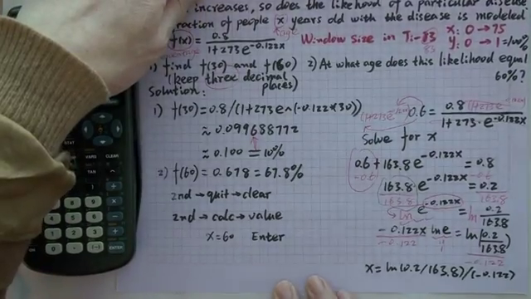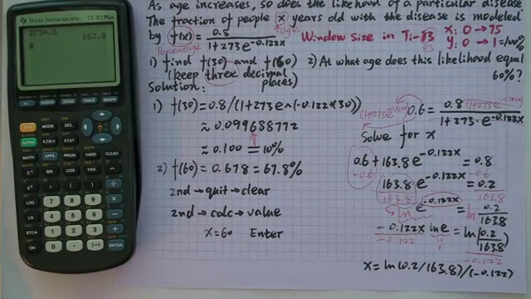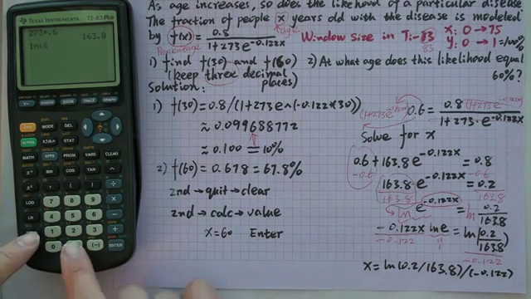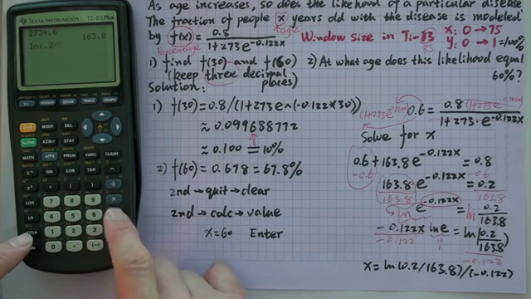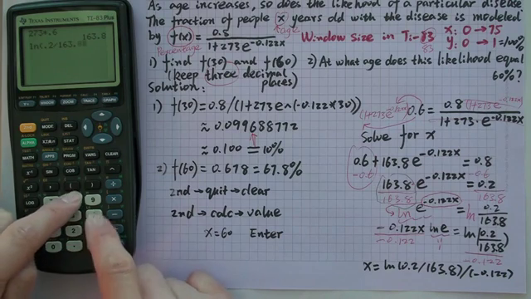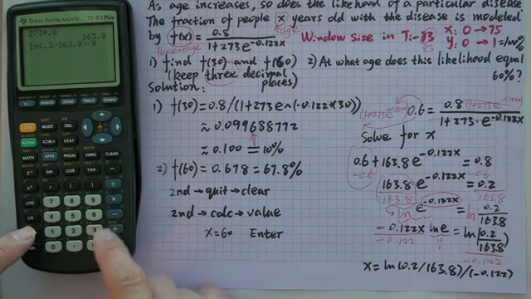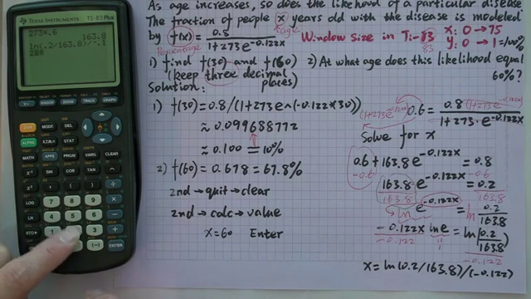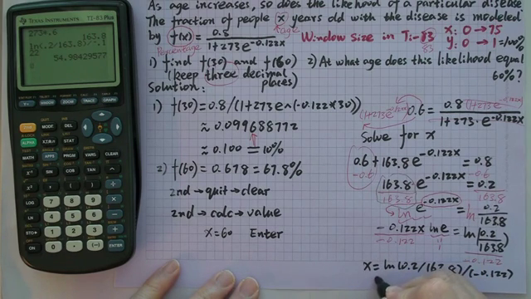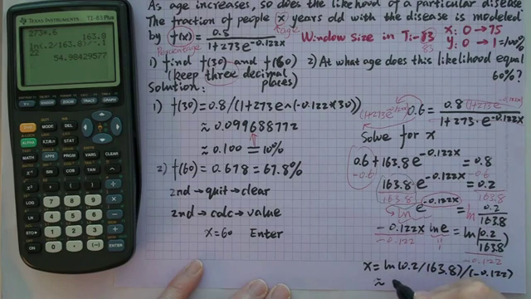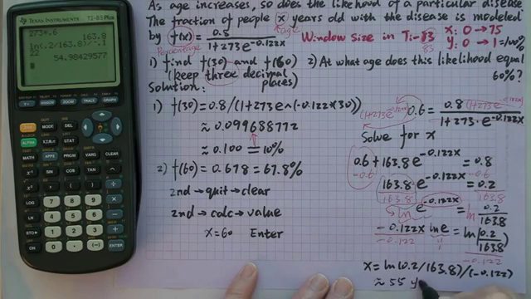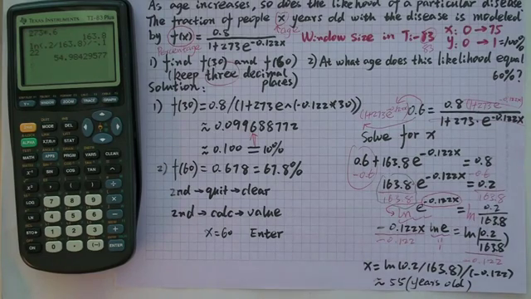Then you input this one into your calculator: natural log of 0.2 divided by 163.8, close parentheses, divided by negative 0.122. Hit enter. You then have approximately 55 years old. Okay, see you next time.